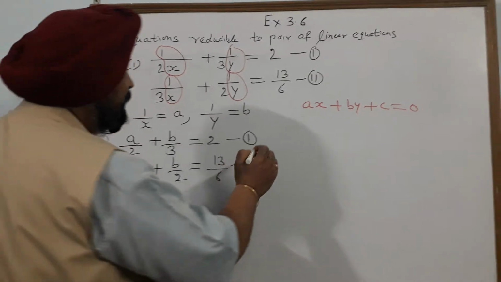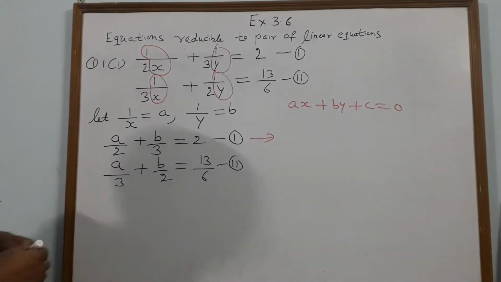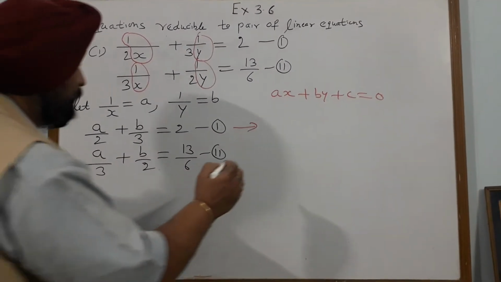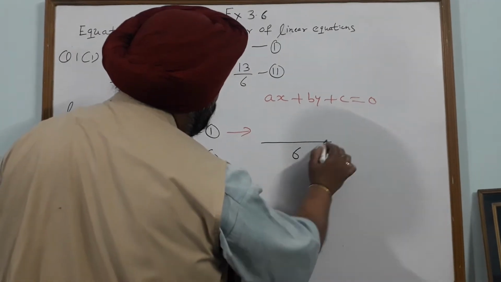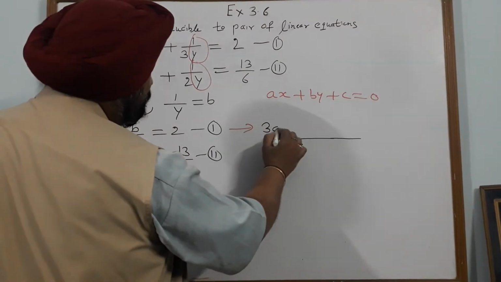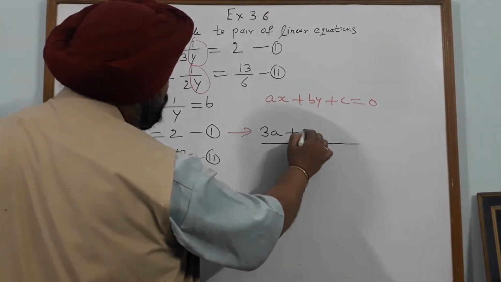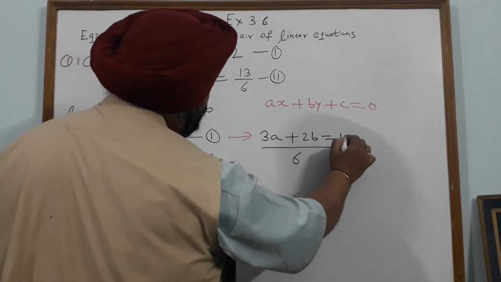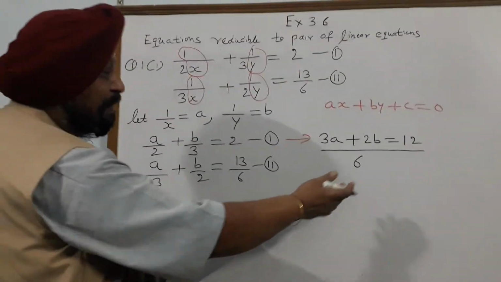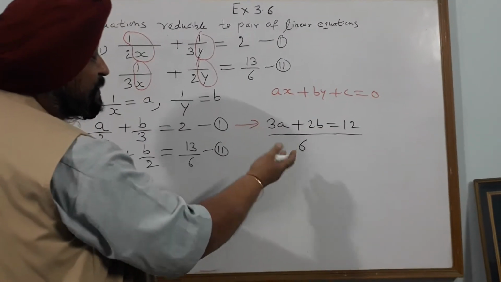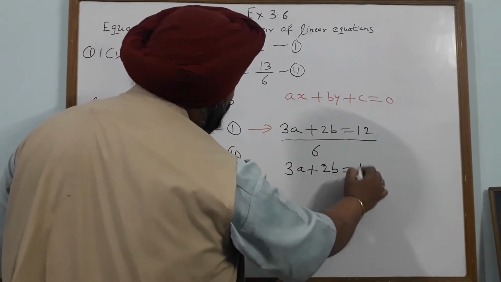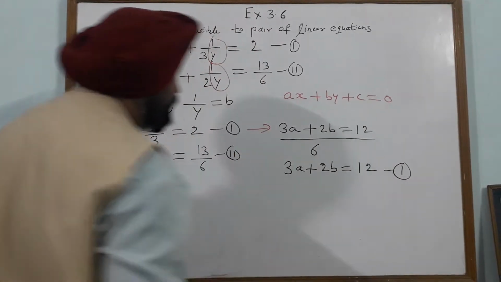The first equation can be written as, we take LCM 6 of the whole equation. 2 3s are 6, this becomes 3a, 3 2s are 6, plus 2b is equal to how much? 12. Now the first equation becomes, leave this LCM 6, it is on the whole equation, so we can leave it. So the first equation becomes 3a plus 2b is equal to 12. Now this is the first equation.